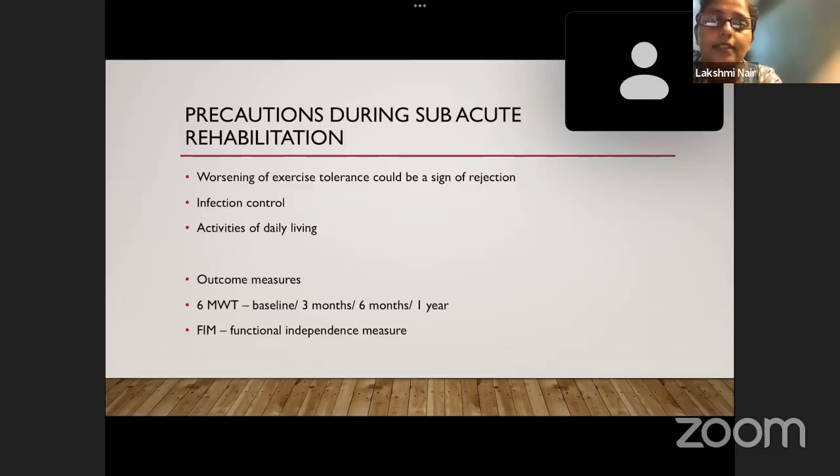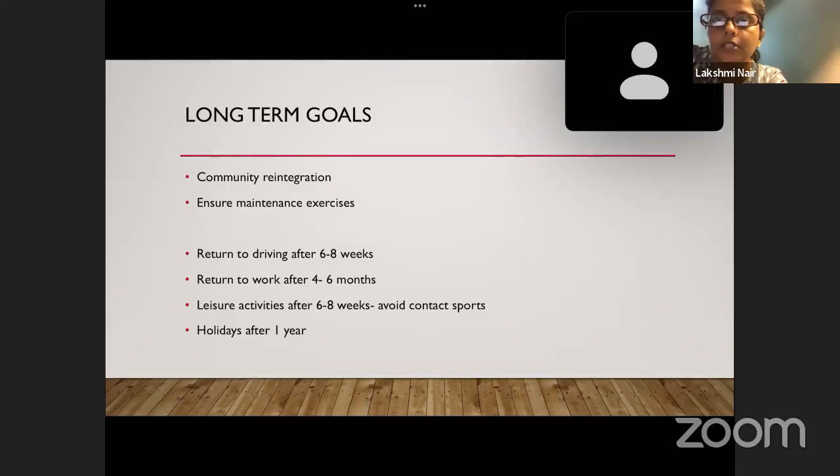Make sure you address the activities of daily living, eating, bathing, grooming, all these are outcome measures. You can use the 6-minute walk test again. You can do a baseline one, repeat it at 3 months, 6 months, and 1 year interval. FIM score is the functional independence measure. It takes care of multiple areas, the OT, physio, and speech areas, and sees how independent the patient is functionally. That is a rehab outcome measure.